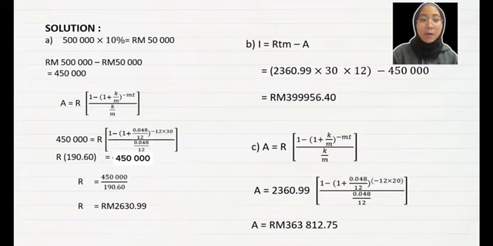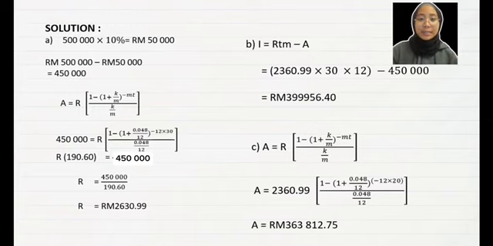Then we will get 190.60 R equal to 450,000. We will move the R to the left. Then R equals 450,000 over 190.60. The answer for R is 2,360 ringgit and 99 cents.